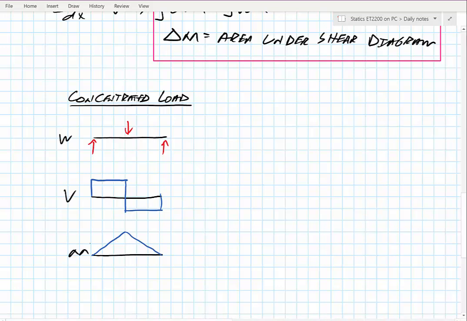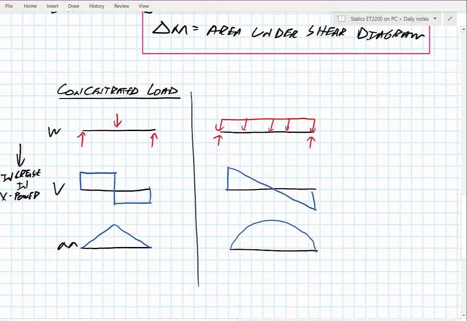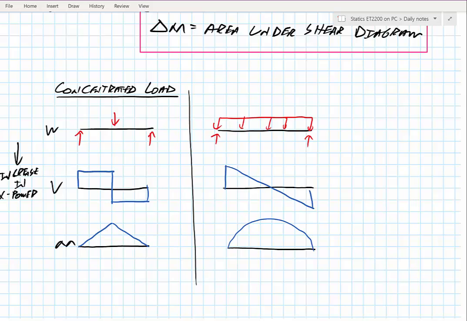But what I see here is that as I move from top to bottom, I have an increase, and I can do the same thing for an evenly distributed load. If I were to look at the shear, it goes like that. So like I said, we're increasing in power. For example, if this W is equal to a constant 3, maybe 3 kilonewtons or 3 kips, here my shear would be equal to minus 3x.